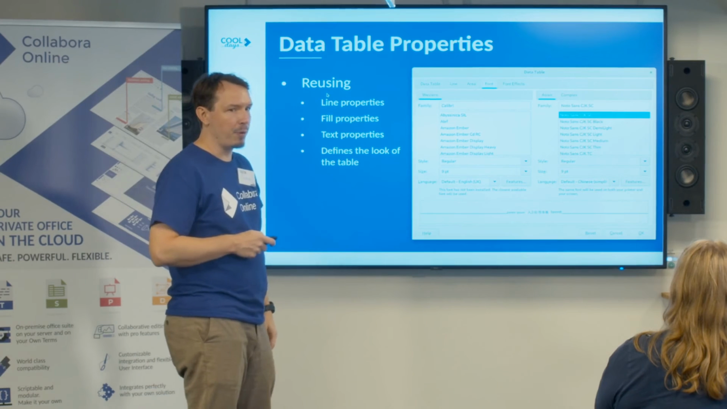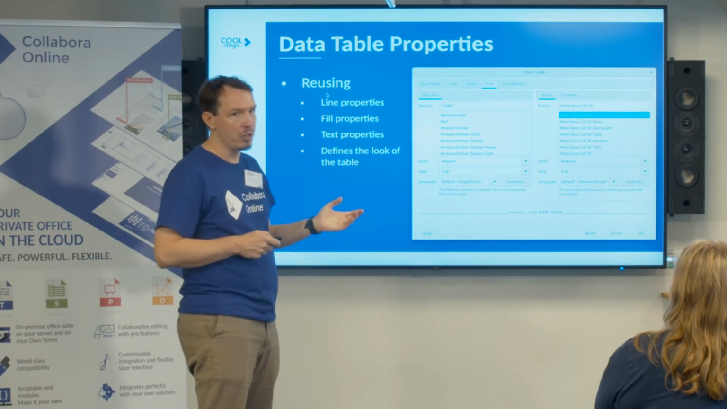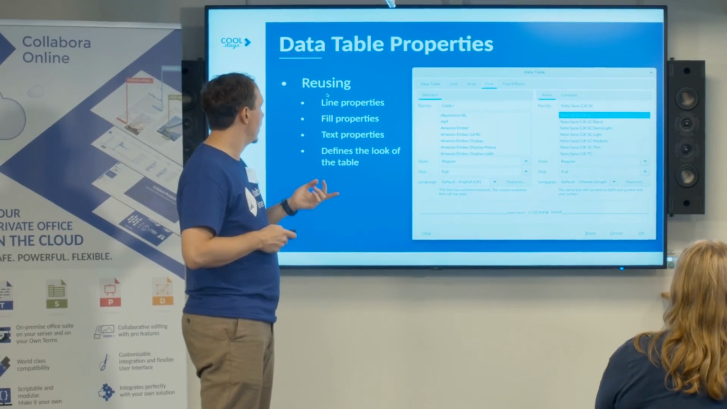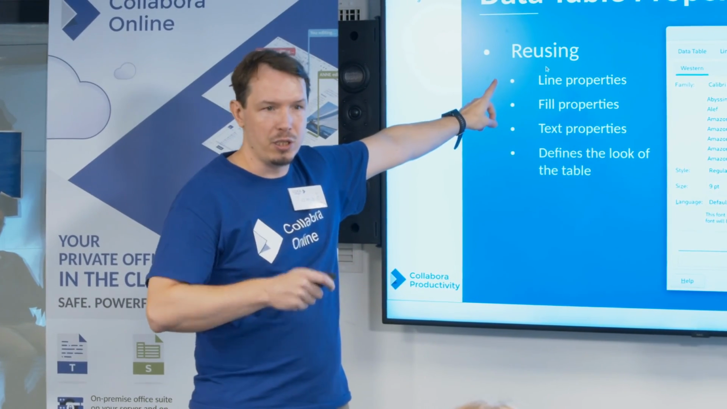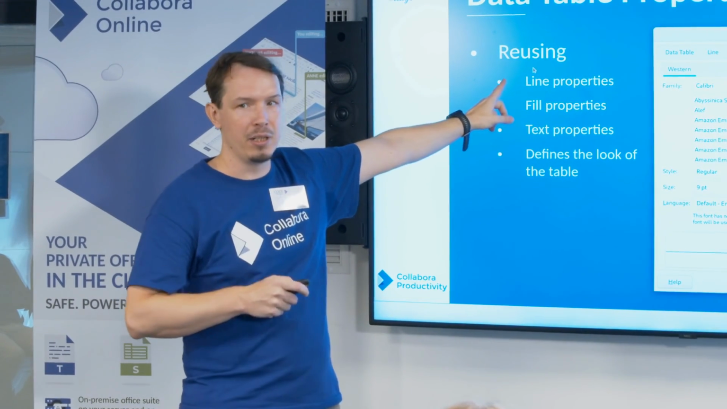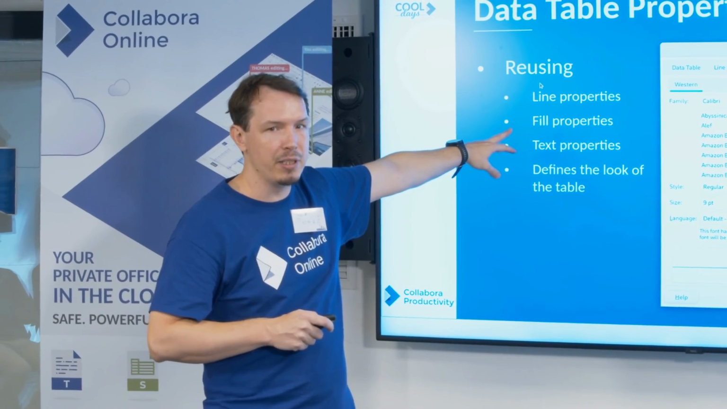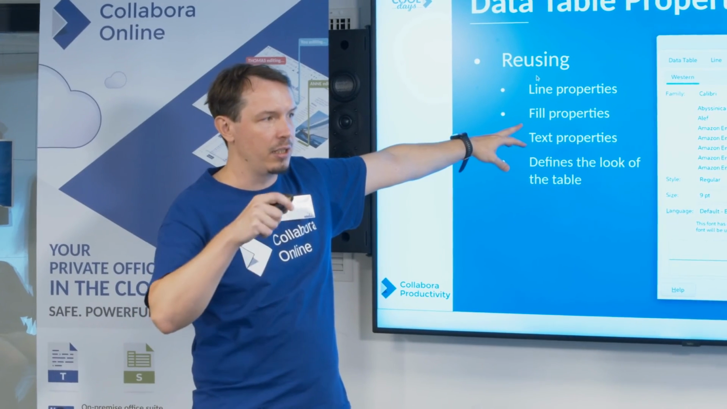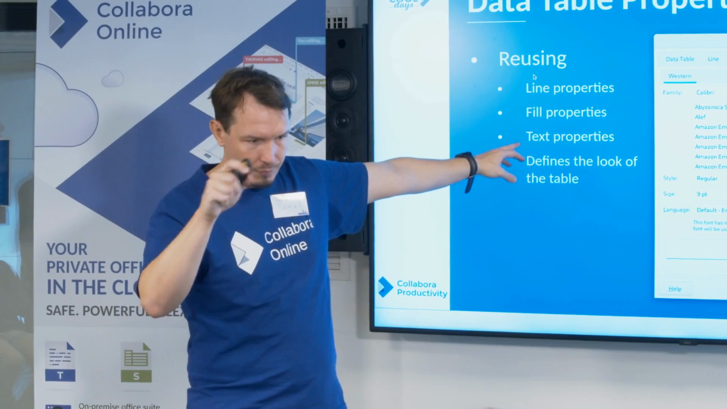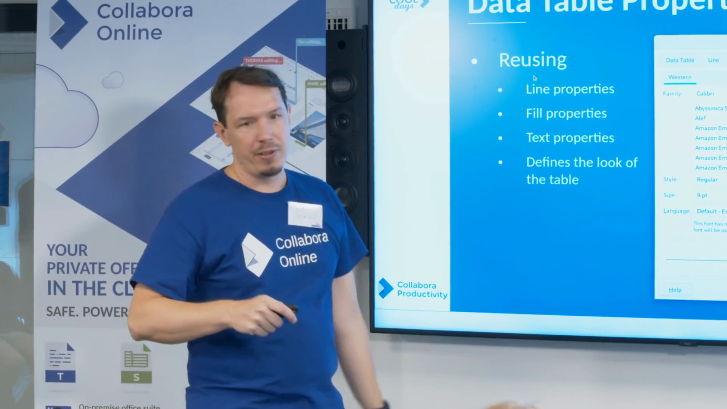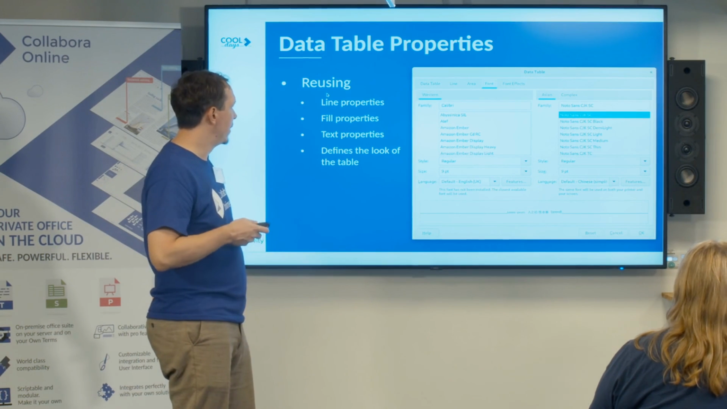There are also other properties. These properties are mostly reused because they are already present. For example, these are line properties, where you choose how the line of the data table will be presented, and you have choices for the fill properties, where you choose how the background is filled, and the text properties, where you choose what the text is.